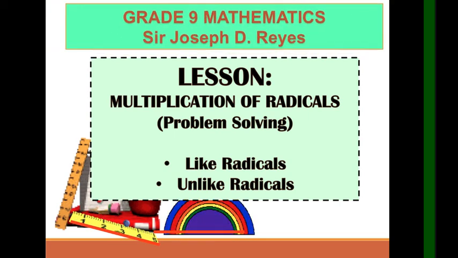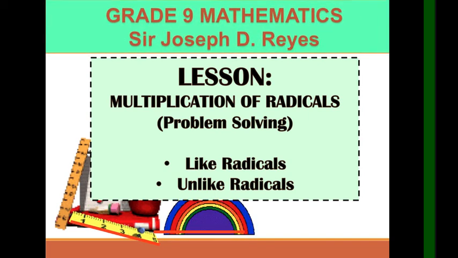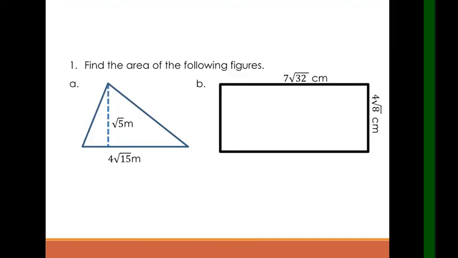Thanks. And now let's proceed to our main topic for today, which is all about multiplication of radicals, problem solving. So first, find the area of the following figures. We have an oblique triangle with an altitude of square root of 5 and a base of 4 square root of 15. And this is a rectangle with a length of 7 square root of 32 and a width of 4 square root of 8. So we will solve these two, finding the area using radical expressions.